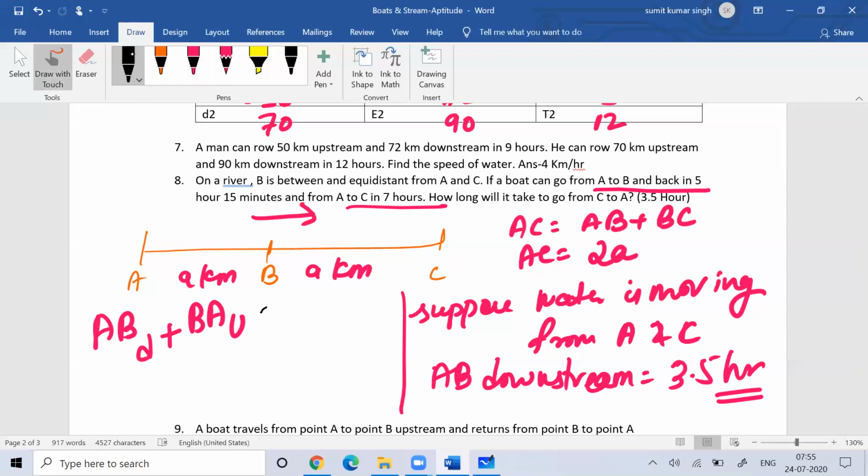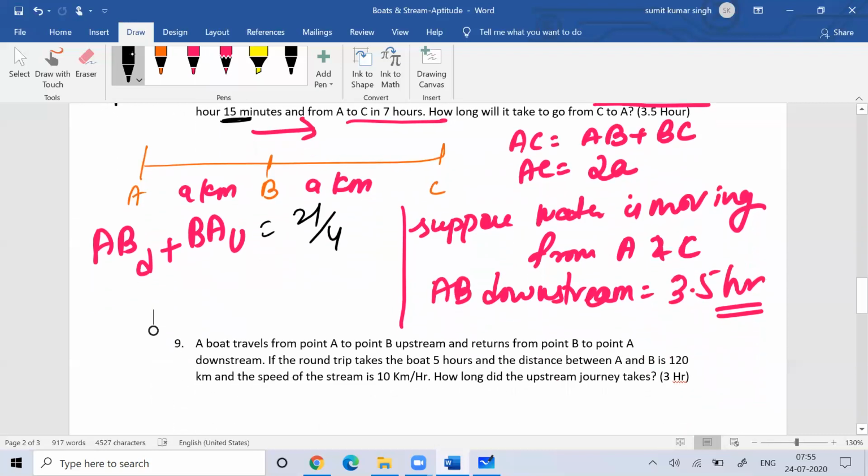The total time the boat is taking is 5 hour 15 minutes, which means 5 1 by 4, that is 21 by 4 hours. And you know that A to B downstream is 3.5 hours, which means 7 by 2. So you can find B to A upstream, that is nothing but 21 by 4 minus 7 by 2. Or you can calculate 5 hour 15 minutes minus 3 hour 30 minutes.